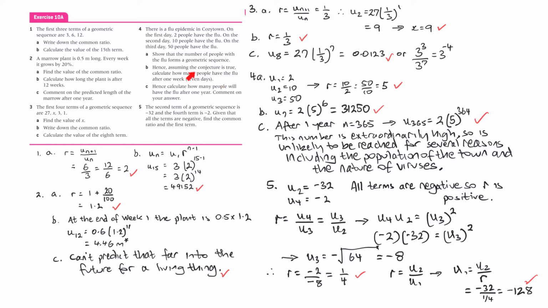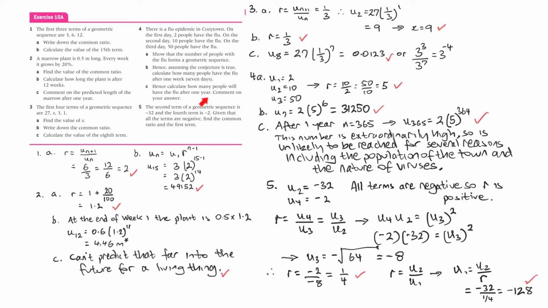B, hence, assuming the conjecture is true, calculate how many people have the flu after 1 week. That's after 7 days. So U7, we know U1 is 2, and we know that the ratio is 5, so it's 2 times 5 to the power of 7 minus 1, which is 6, and that's the answer in the book.